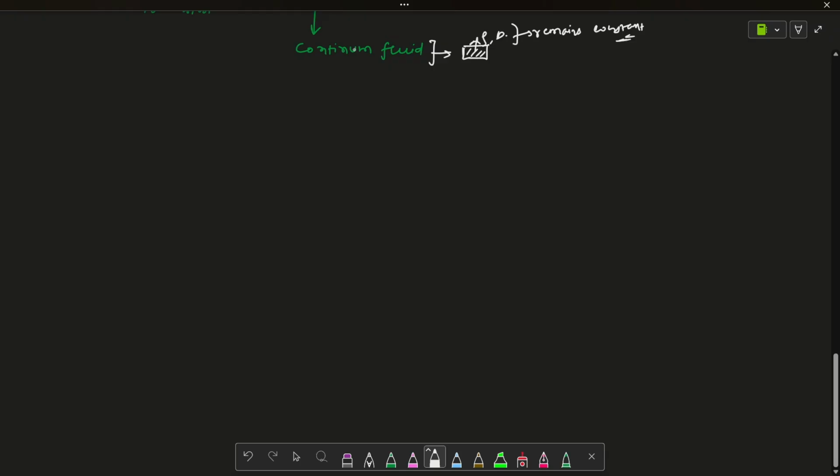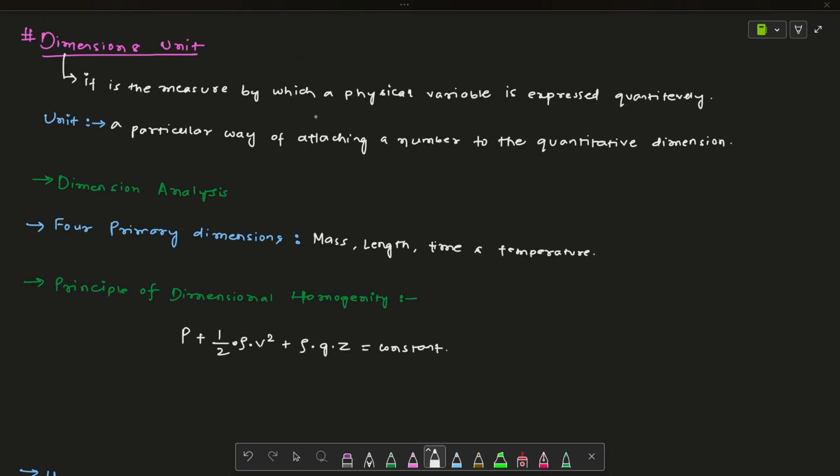Now we are going to discuss a new topic known as dimensions and units. This topic is not so important as the physics of fluid. However, there are some important points that I want you to note so that there is no confusion in the future part of the topic. So first, what is dimension? Dimension is the measure by which a physical variable is expressed quantitatively. I will explain what that means shortly.